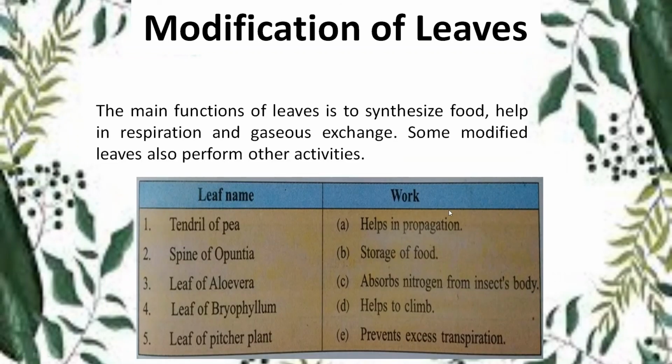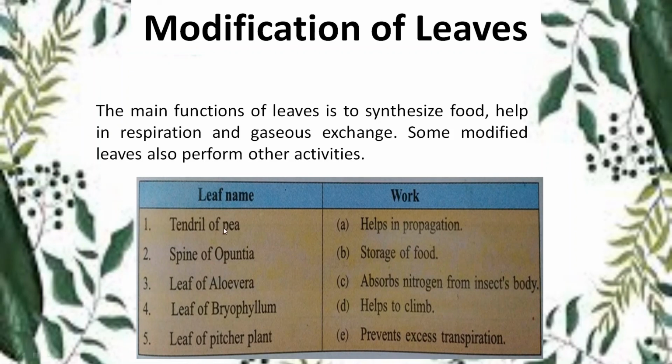Now modifications of leaves. What are the modifications of leaves? The main function of leaf is to synthesize food, right? Help in respiration and gaseous exchange. We have learned the main function of leaves: synthesize food, help in respiration and gaseous exchange. Some modified leaves also perform other activities. The leaves which have been modified help in some other activities.